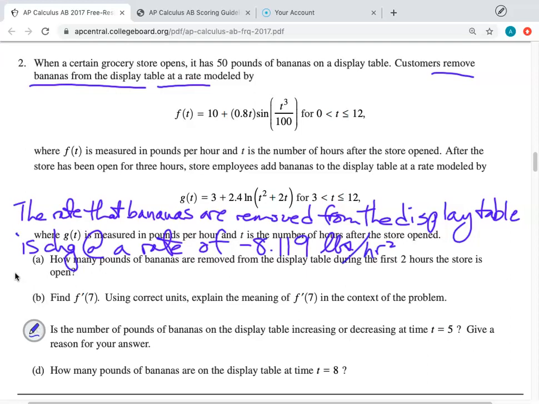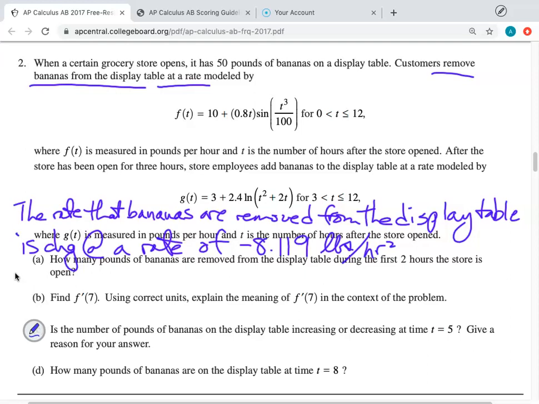The hands are up. Yes, Ari? So if we're talking about the bananas being removed, is it removed already in negative? So why would we need a negative? Because it's being removed at a negative rate. I know, it's kind of weird. It's being removed at a negative rate, which means that rate is actually decreasing. The rate of removal is decreasing. So the pounds are increasing. But if you say it's being removed, isn't that already implied that it's going?